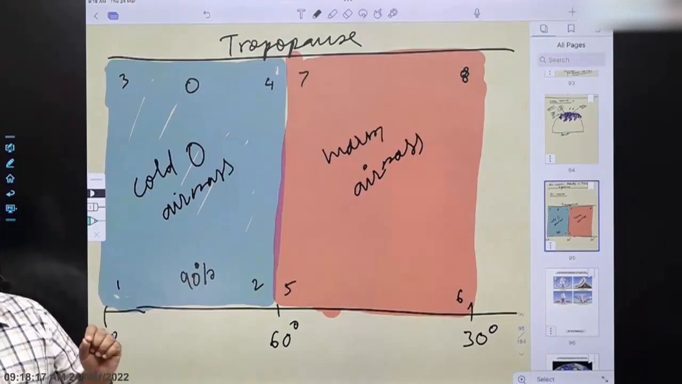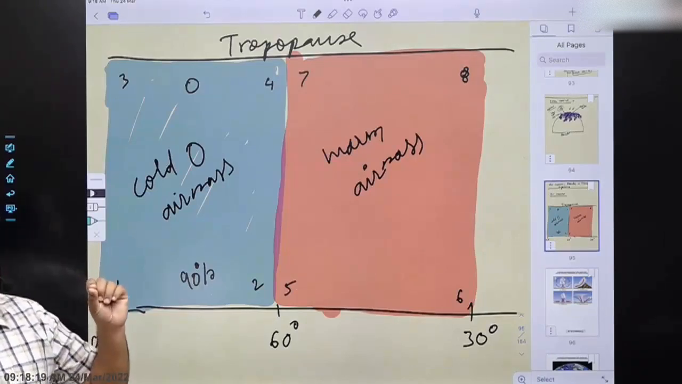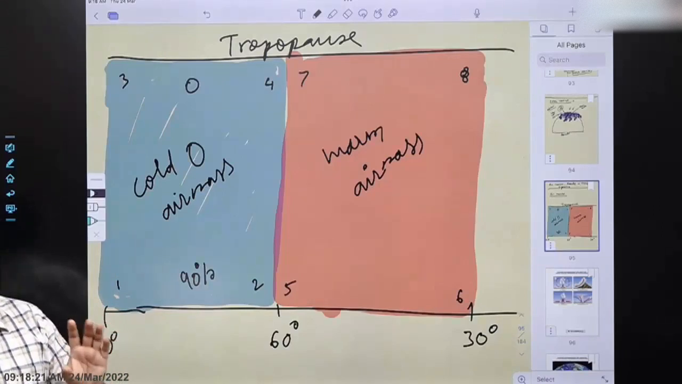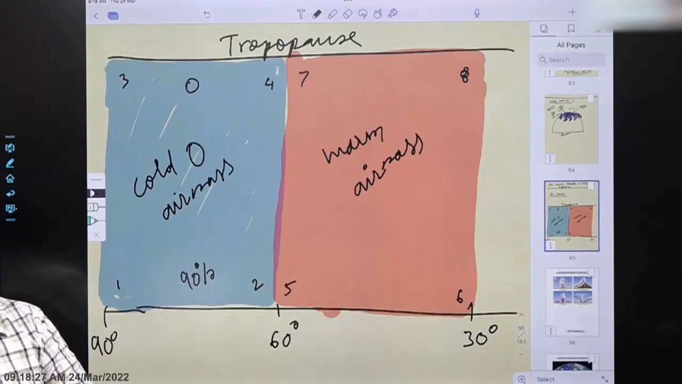So relative humidity throughout the air mass, vertical and horizontal, this is the only thing that will remain generally similar. Right? Relative humidity can remain similar, but not temperature and pressure. ठीक है. So this is the third thing.